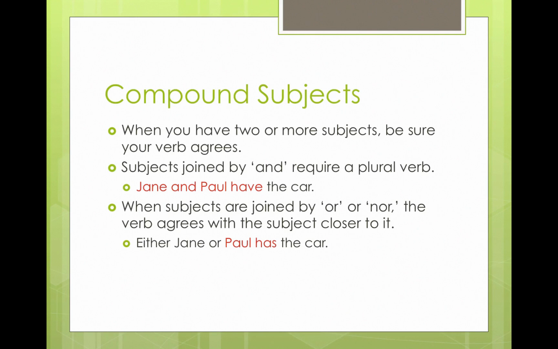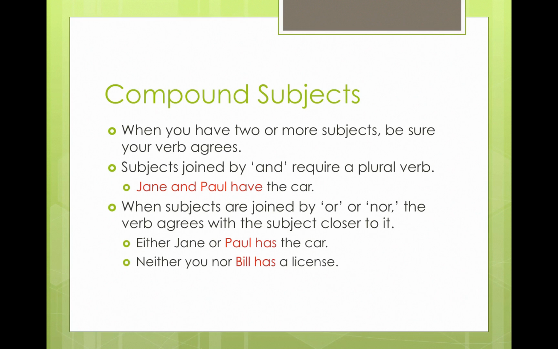Either Jane or Paul has the car. Because I don't know if Jane has the car or Paul has the car. But because of the way the sentence is structured, Paul is the nearest person, the nearest subject to the verb. So Paul is what would control the way the verb reacts if the verb's going to be singular or plural. Paul is singular, so the verb needs to be singular.